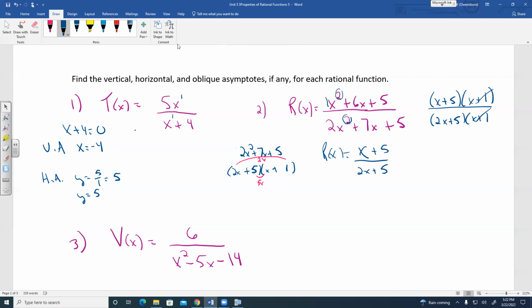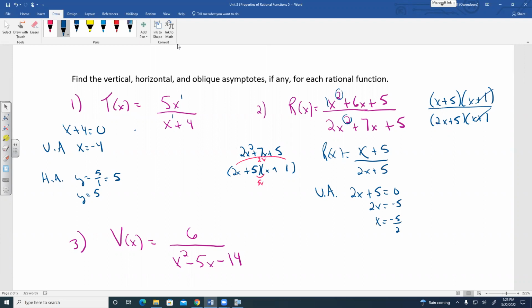So for the vertical asymptote, we set the denominator equal to 0. So 2x plus 5 is equal to 0. We lose the 5. 2x equals -5. Divide by 2. x equals -5/2. So it does have a vertical asymptote.